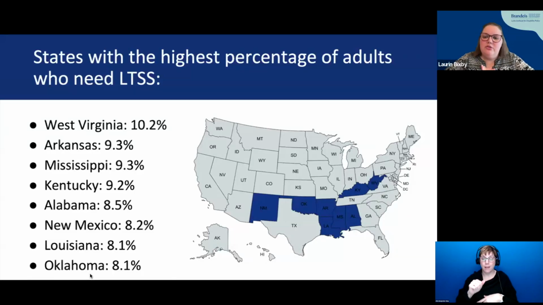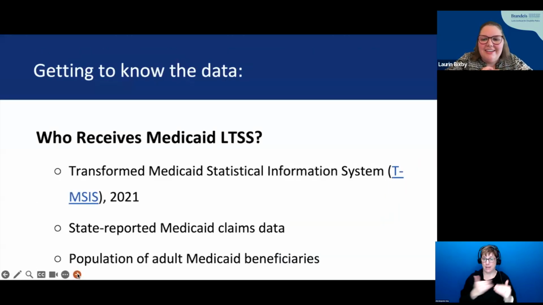In just a bit, I'll give a demonstration, but first let's shift gears to talk about the who receives Medicaid LTSS dashboard. So next slide, please. Thank you. To determine who receives Medicaid LTSS, we use data from the 2021 Transformed Medicaid Statistical Information System, it's a mouthful, or TMSIS. TMSIS is a CMS system that collects state-reported data, so it's Medicaid claims data. For the dashboard, we're focusing specifically on adult Medicaid beneficiaries who receive LTSS.